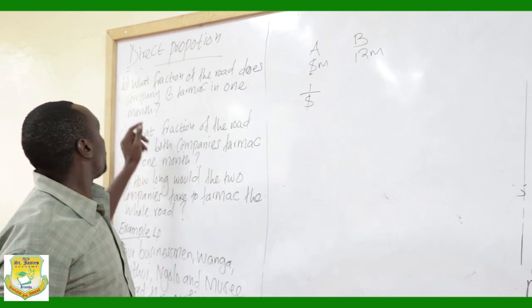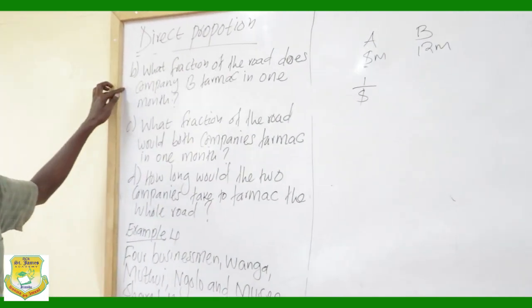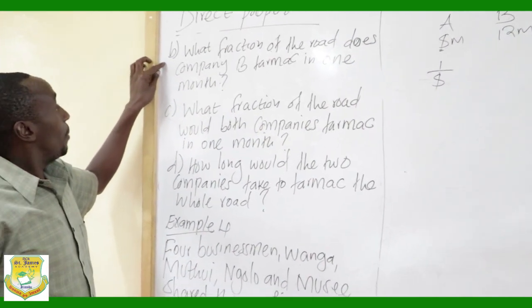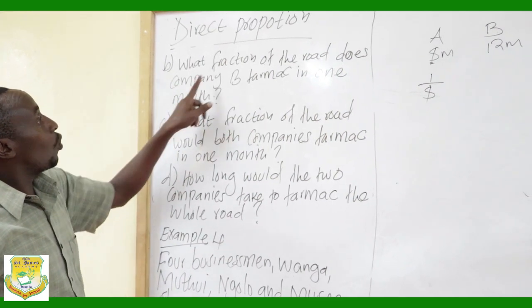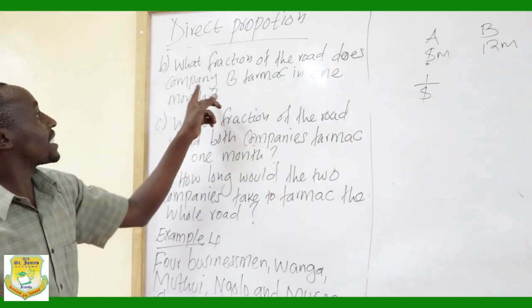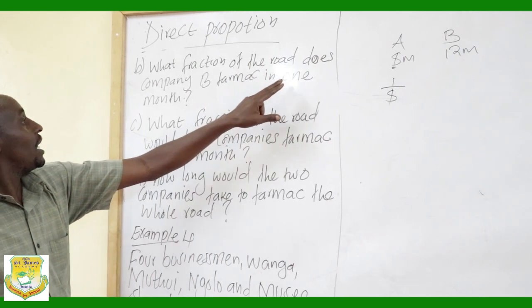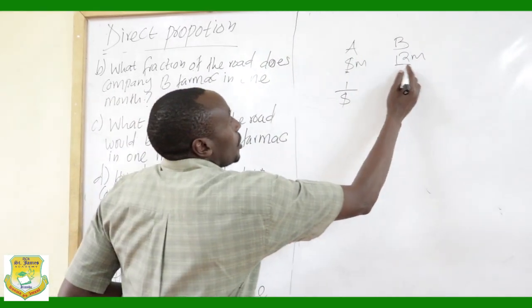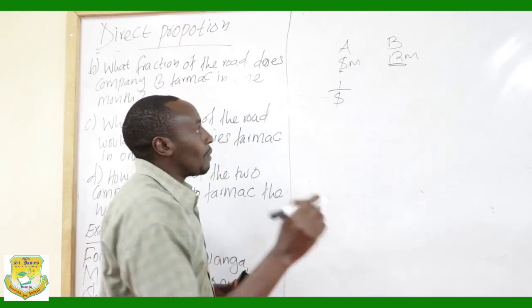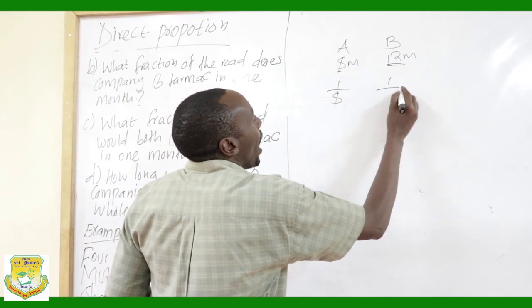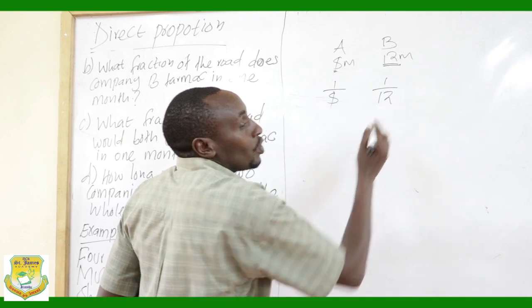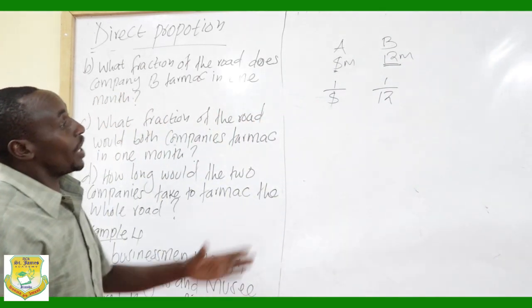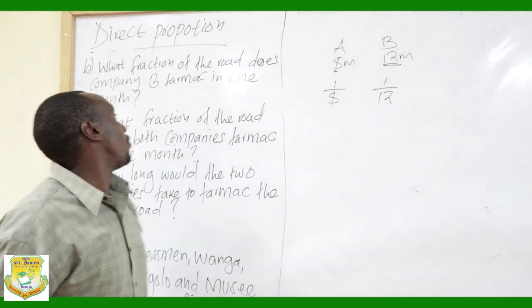We go to B. The question asks, what fraction of the road does company B tarmac in 1 month? Because it takes 12 months, within 1 month, it will tarmac 1 over 12 of the road. So as a fraction, I get 1 over 12.